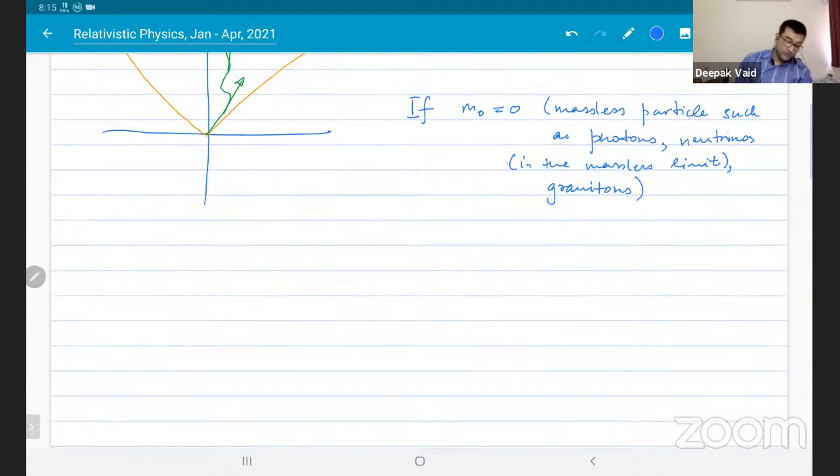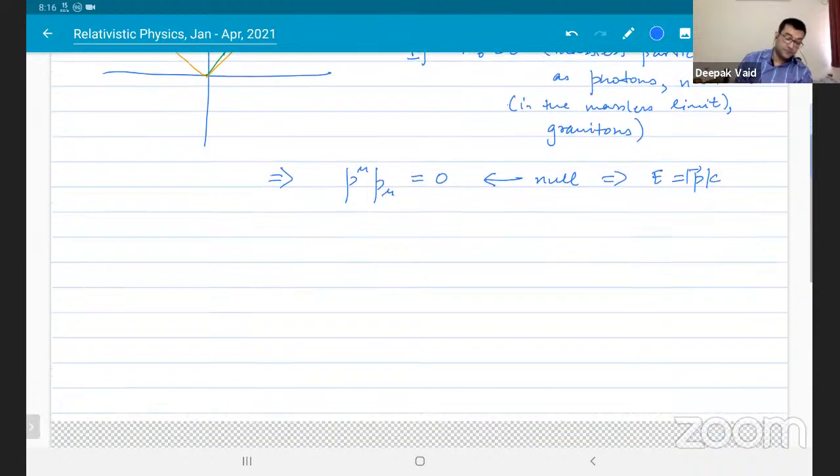Right. So for such objects, what happens to the energy momentum vector? Its norm is 0. So it's null. Which makes sense, because this implies that you will have the relationship E is equal to PC, where this P is the length of the three-momentum.